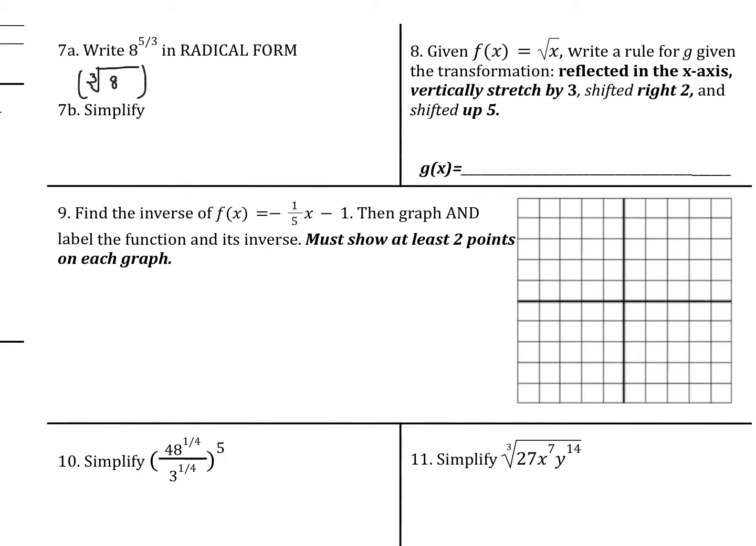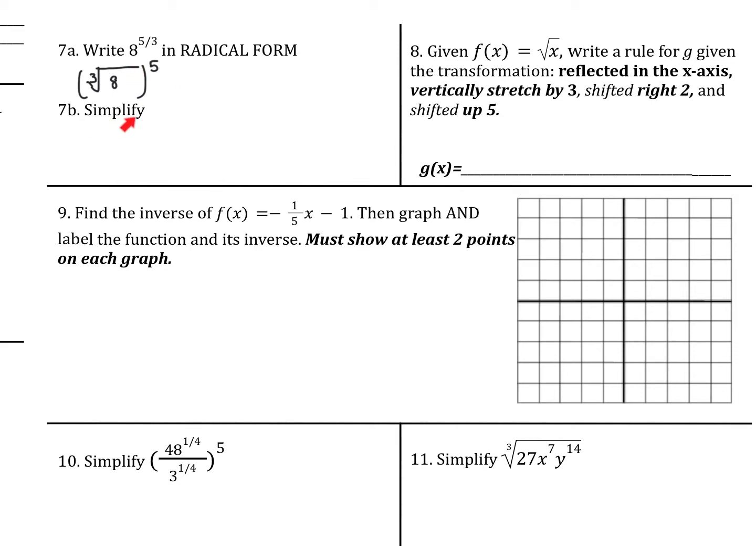And then outside you can put 5, that means this 5 is the power you're going to use. And this 3 you're going to use as a cube root. So this is the answer of our first question A, radical form.